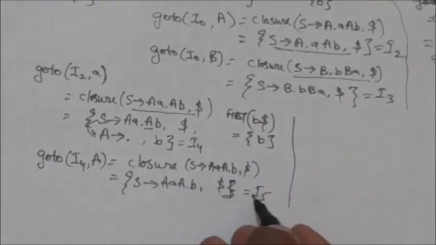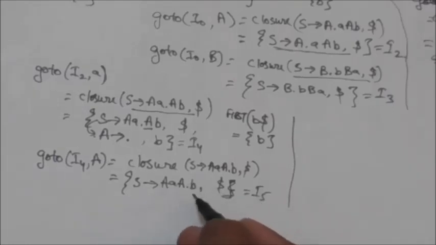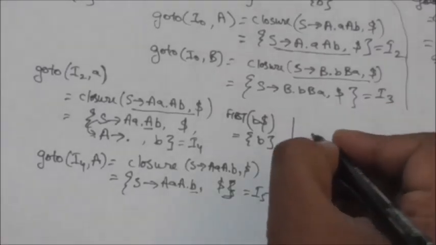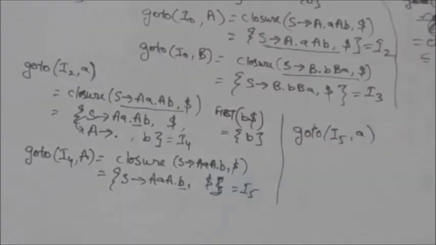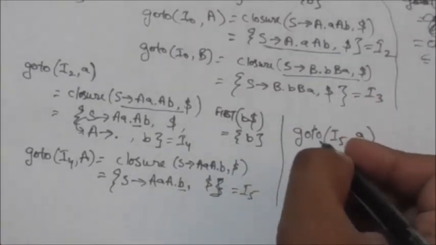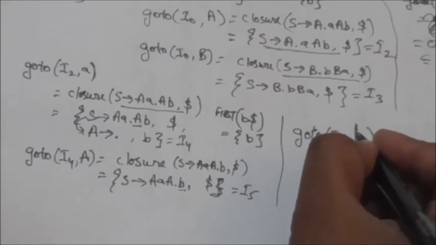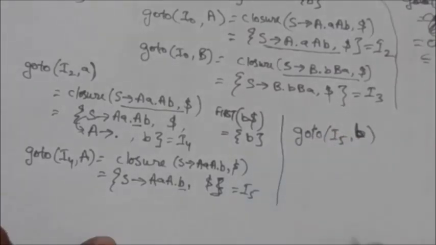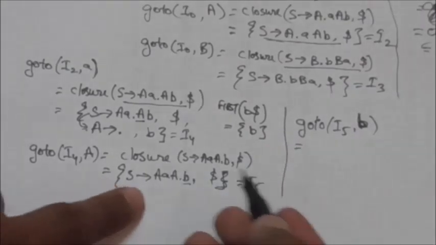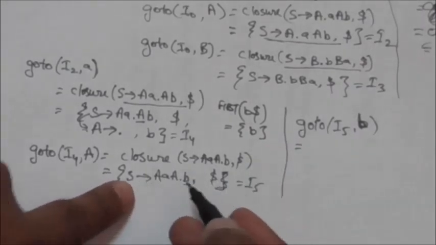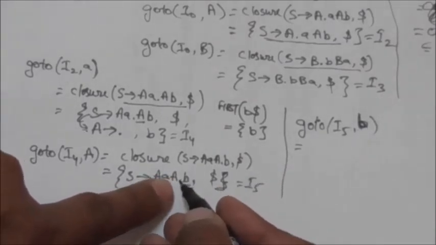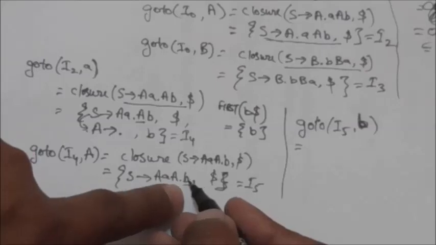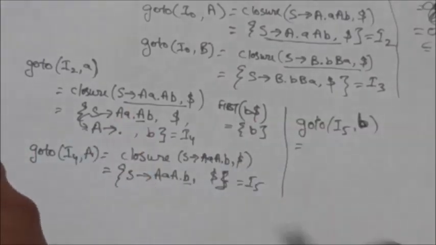Here you can see in state I5, whatever the items are there, in them dot is preceding only the terminal symbol B. So we can find transition of this state I5 only for terminal symbol B. So what we need to do, we need to evaluate this Goto function, go to I5B, right? So it will be equal to what? So we will find that item in I5 where the dot is preceding this terminal symbol B, right? And then that dot will be shifted to the right of terminal symbol B in that item, and then we will find the closure of that item.